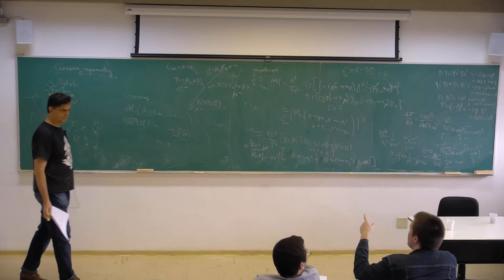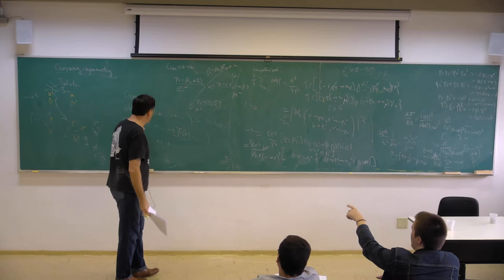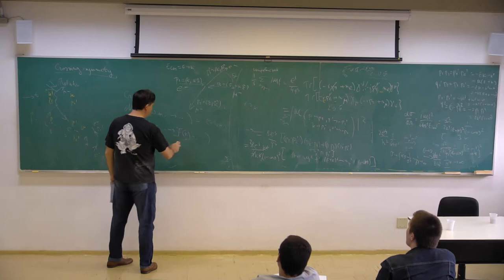But then M is not equal to M. No, this should be like an M prime or something, shouldn't it? No, that's why I put K. Oh, okay. Then, okay. Yeah. Okay.